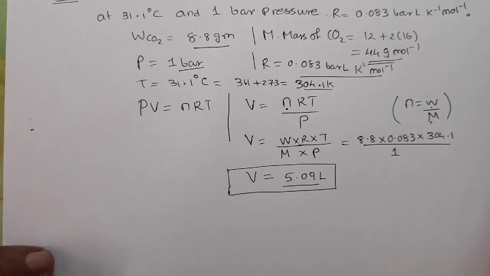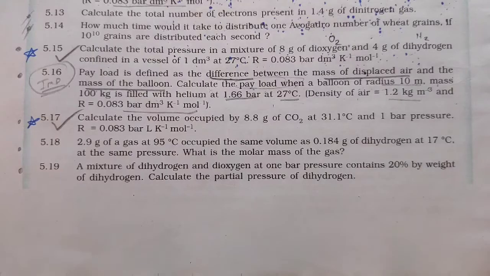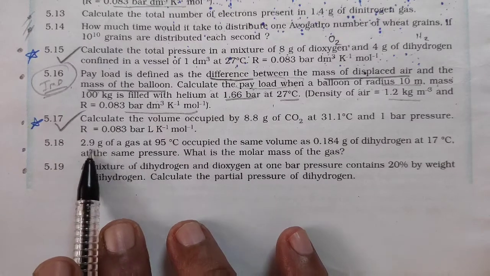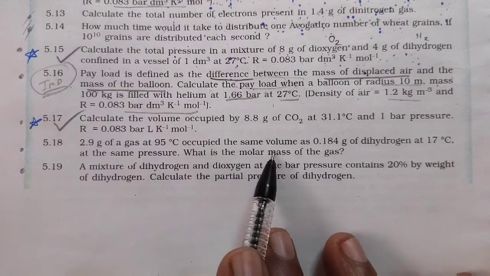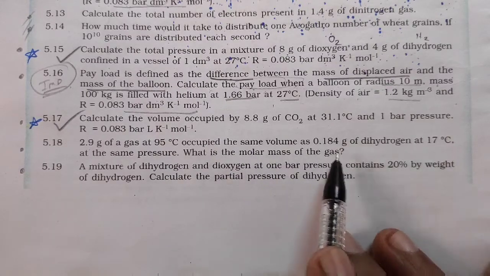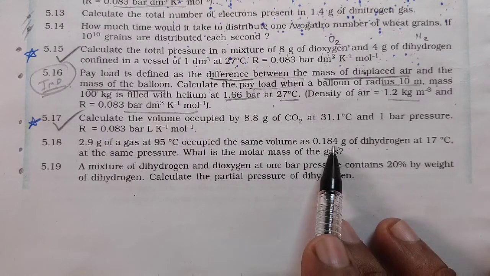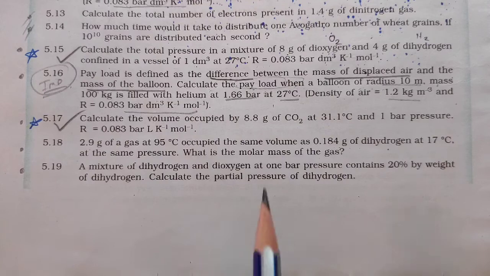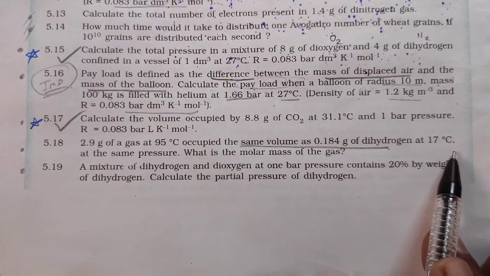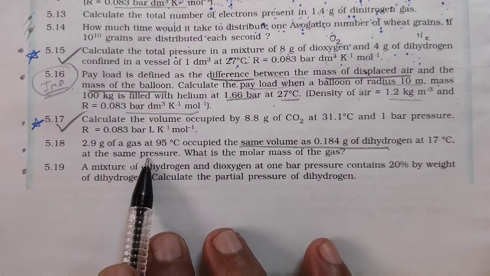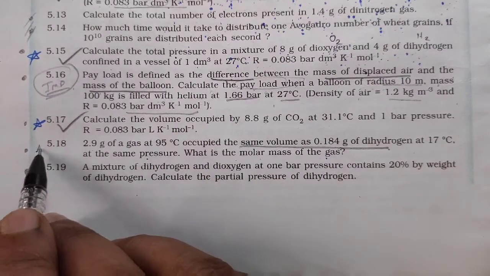Now the next question, that is 5.18. Question 5.18, what is given in your book? 2.9 grams of a gas at 95 degrees Celsius occupy the same volume as 184 gram of dihydrogen. The same volume, huh? The word is very important here, so you can underline this line and keep it, because this is a trick. Now at 17 degrees Celsius at same pressure, again the pressure is same, what is the molar mass of the gas? So this is a very interesting sum, you can remember this.